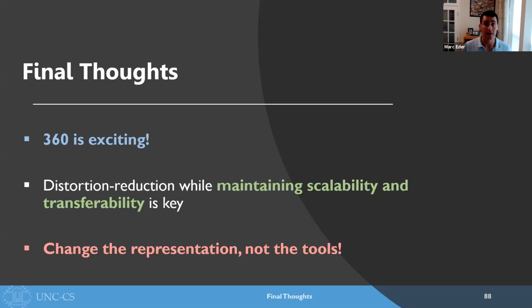Why change a million things when you can just change one? So with that in mind, I hope that the tangent images can become a step in the right direction here. And I encourage you to continue building on this work.